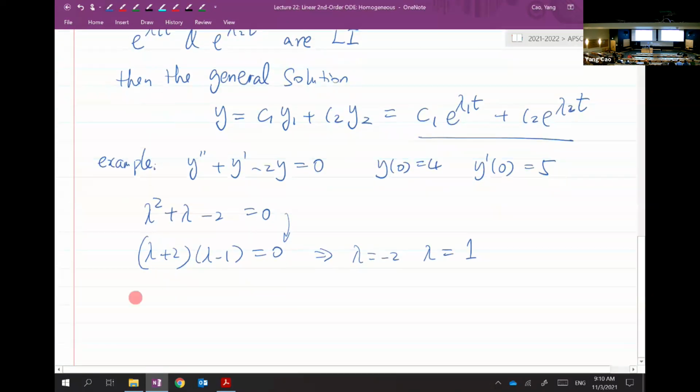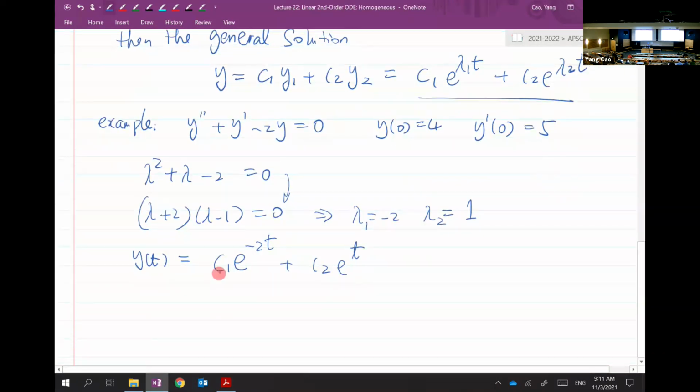So then you can form your general solution, right? It is C1 e to the power lambda 1 t, where lambda 1 is -2, so e to the power -2t, and then C2 e to the power lambda 2 t, which is e to the power t. So that gives you the general solution for this second order differential equation.